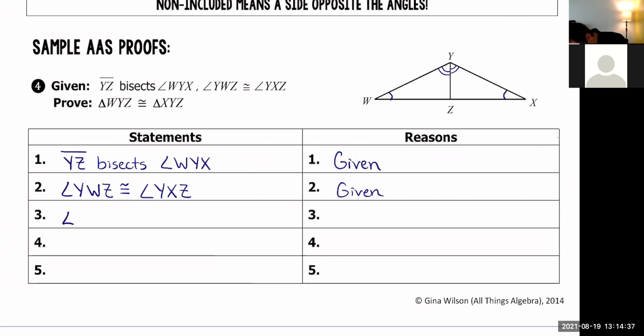Angle WYZ, which is the angle on the left-hand side, is congruent. Now I want to make sure I stay consistent here. So if I started at W, I'm going to start with X. So angle XYZ. And that was thanks to the definition of bisect. So good news, we have two sets of congruent angles. Now we just need a congruent set of sides, preferably not between those two angles.